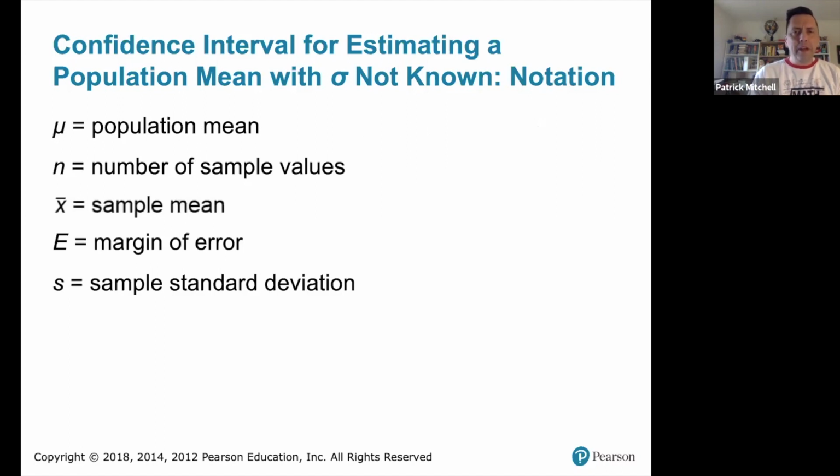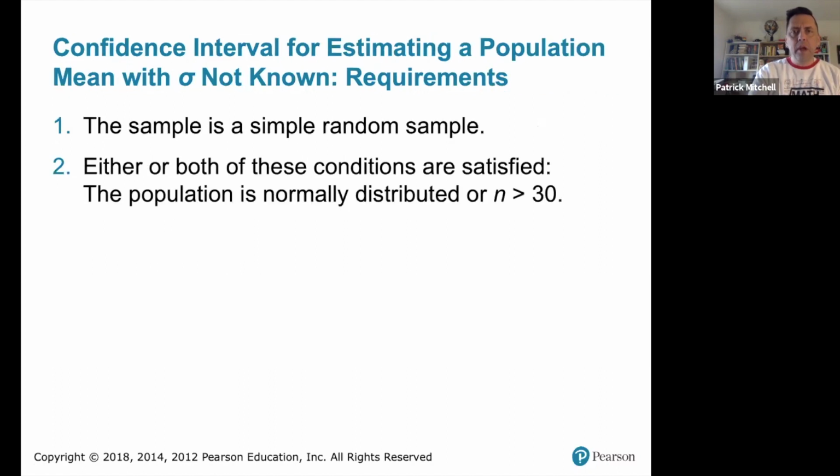The notation we're going to be using in this section is mu for the population mean, n for the sample size, x bar for the sample mean, E for the margin of error, and s for the sample standard deviation. The requirements: your sample has to be a simple random sample, and your population either has to be normally distributed or n has to be greater than 30. Remember, these are the same requirements for a sampling distribution to be normally distributed.